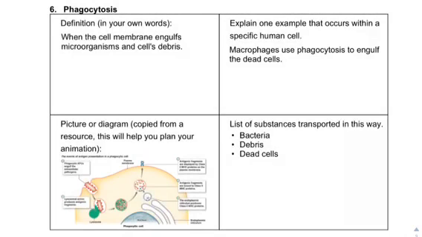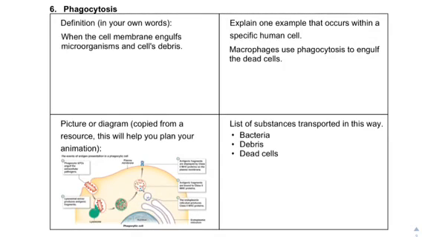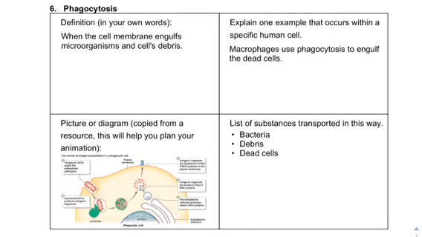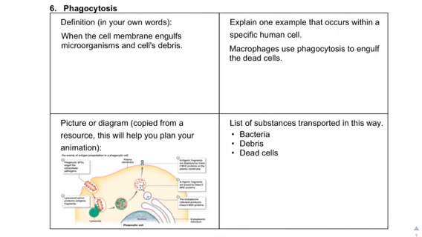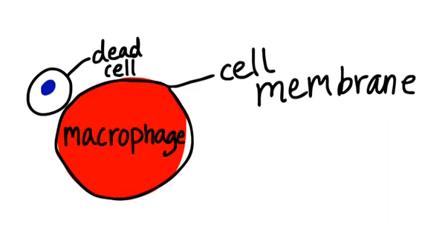Phagocytosis: when the cell membrane engulfs microorganisms and cell debris. One example that occurs within a specific human cell is macrophages use phagocytosis to engulf the dead cells. A list of substances transported in this way are bacteria, debris, and dead cells. There's the macrophage, and on the outside a dead cell will go into the macrophage and create a vacuole.